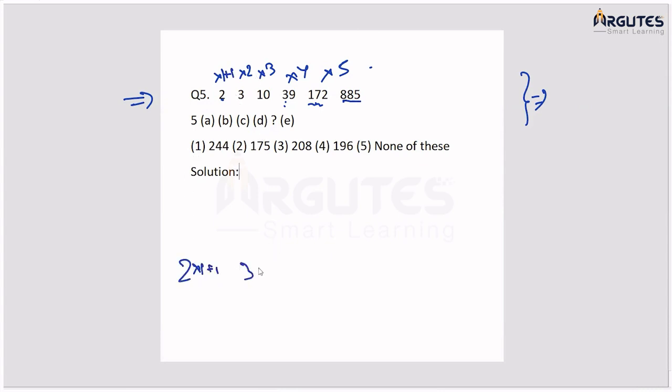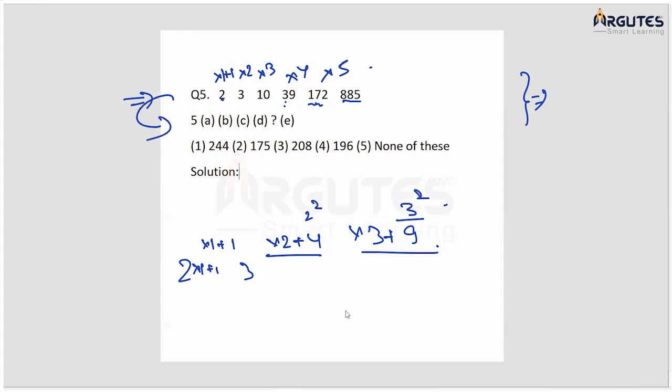Then 3 into 2 plus 4. Then into 3 plus 9. Now the rule is confirmed: into 1 plus 1, into 2 plus 4, into 3 plus 9. That is, this is 2 square, this is 3 square. Now you will apply the same logic over here. 5 into 1 plus 1 is 6, so A is 6. Then 6 into 2 plus 2 square.